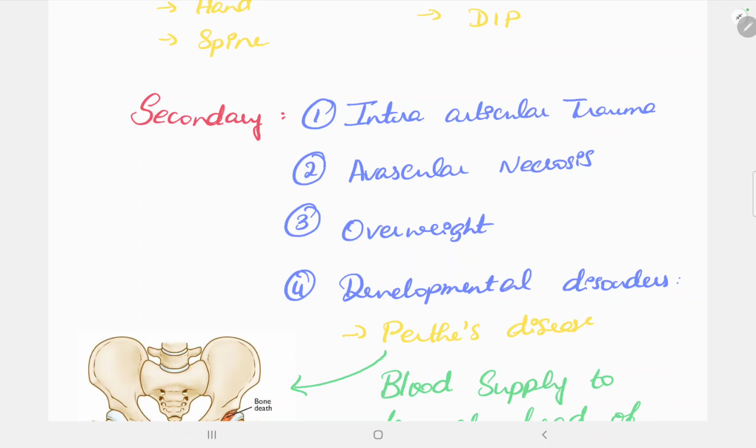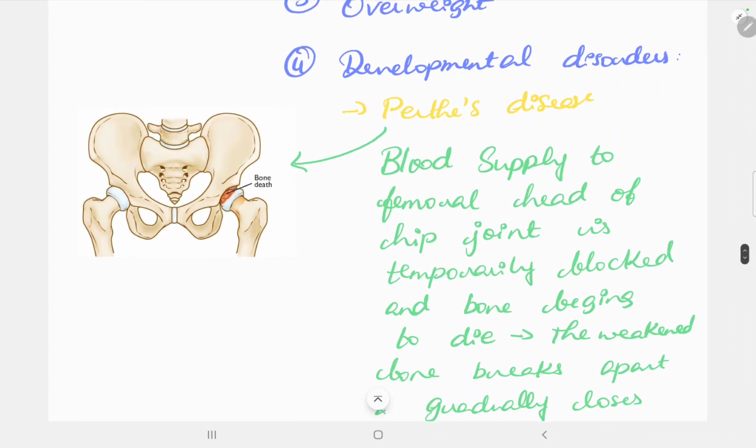Coming to secondary, intra-articular trauma. There will be a previous intra-articular trauma which will further lead to osteoarthritis. Second one is there might be avascular necrosis. So this also in the future might lead to osteoarthritis. Third is overweight. Overweight might also cause increased pressure leading to osteoarthritis. And the final one is developmental disorders. So there are 3 main developmental disorders which cause osteoarthritis.